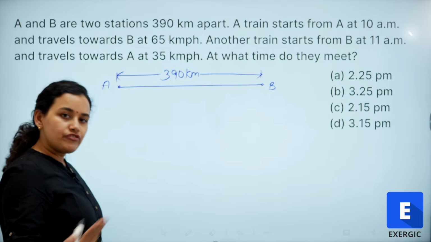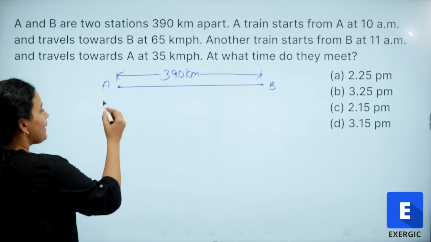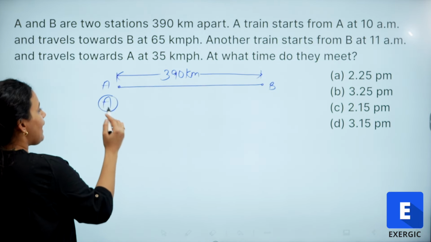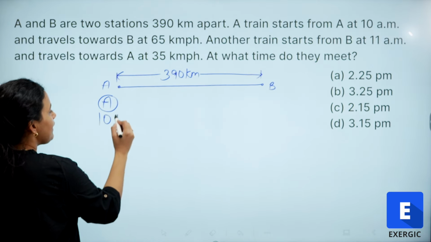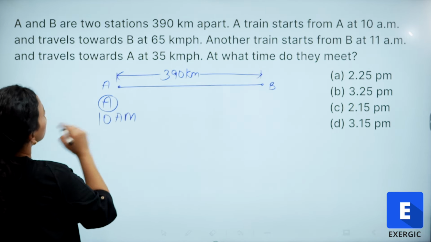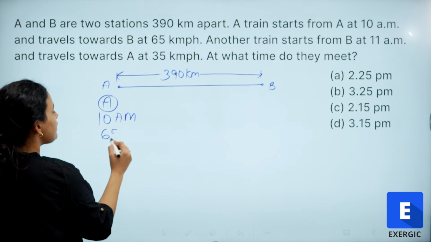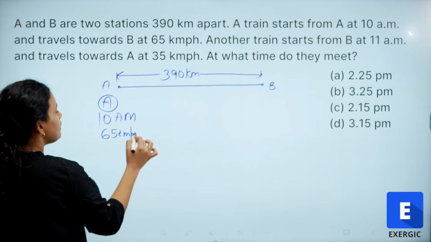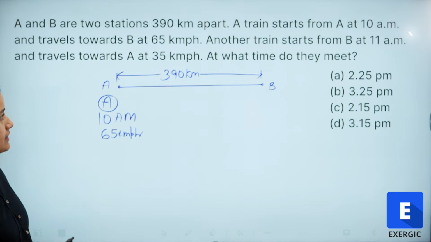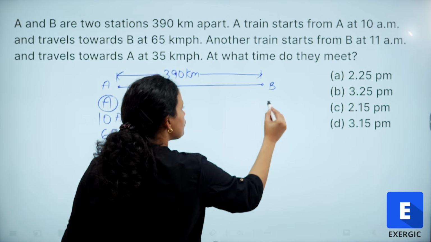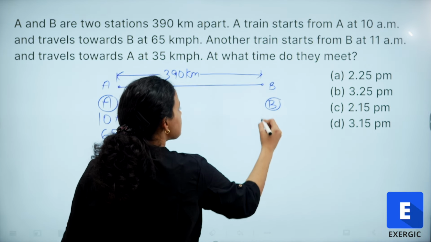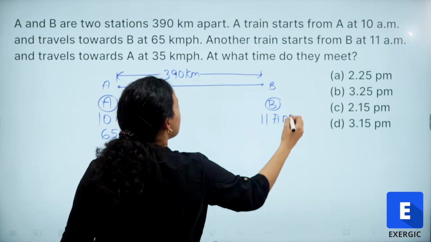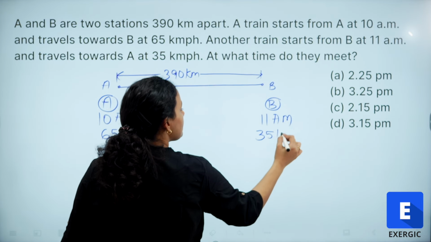So suppose the name of the train is also A, just to make it easier. And it starts at 10 am towards B at 65 kilometers per hour. Okay. Another train starts from B. So again, I'm going to name it B. And this is starting at 11 am with 35 kilometers per hour.